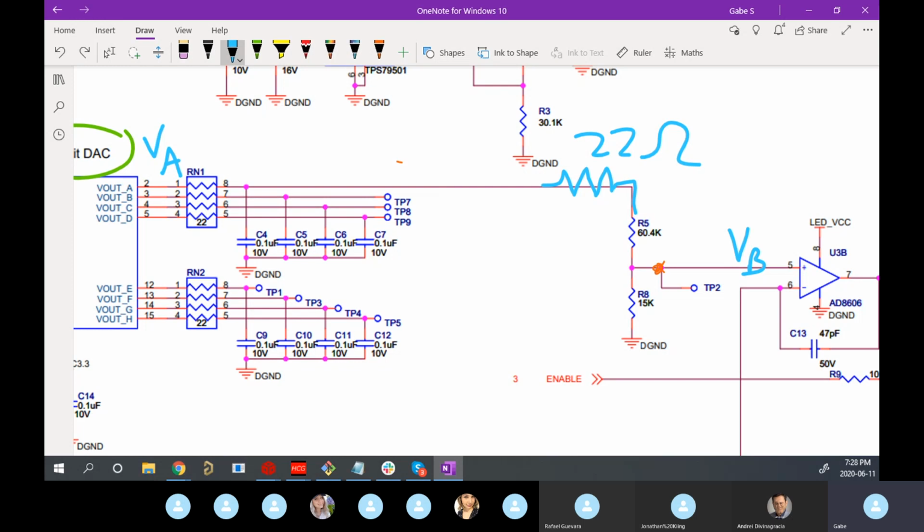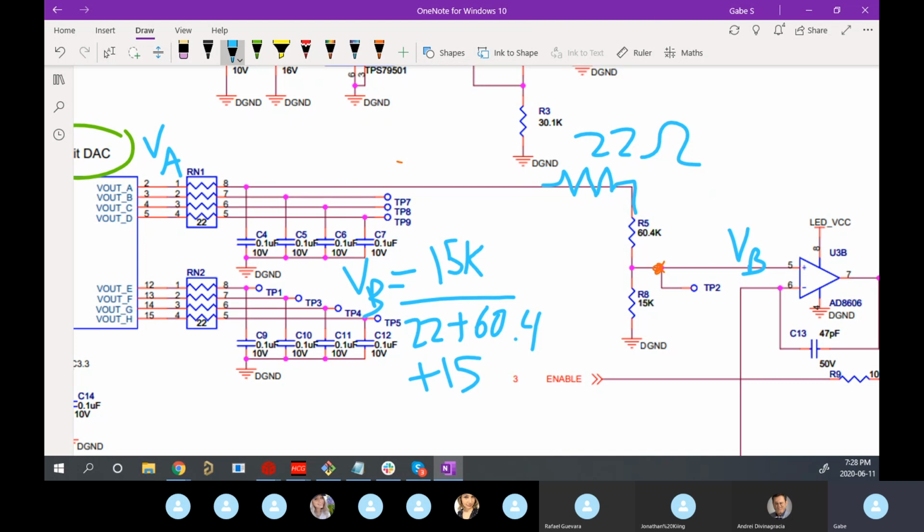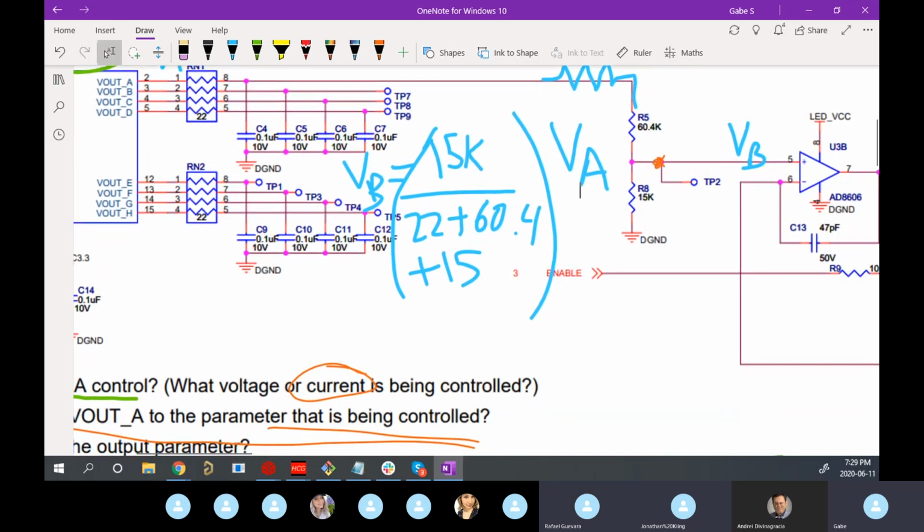Does that make sense? So you have 22 ohms, 60.4K, and 15K. So your actual VB is going to be VB equals 15K divided by 22 plus 60.4 plus 15, all of this times VA, right? Raphael, does that make sense? Yeah, makes sense. Cool. So can you give me what this number would be? It's 15%, so just 0.15. This is 0.15? Yeah.